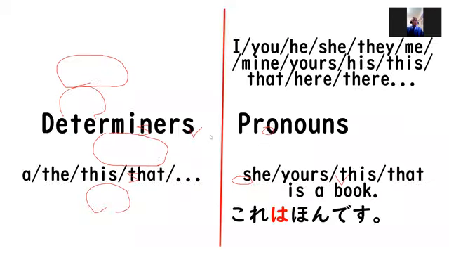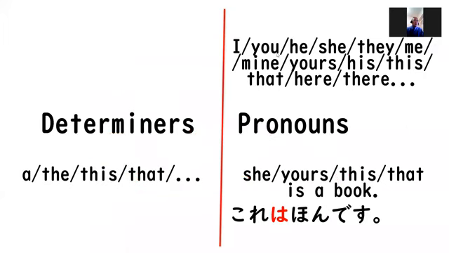So what determiners really do is help us to determine something, right? Like the, this, that, something to point out, a reference. So when you say "the is a book," everybody's gonna be like, oh, the what? That is the reason, right?